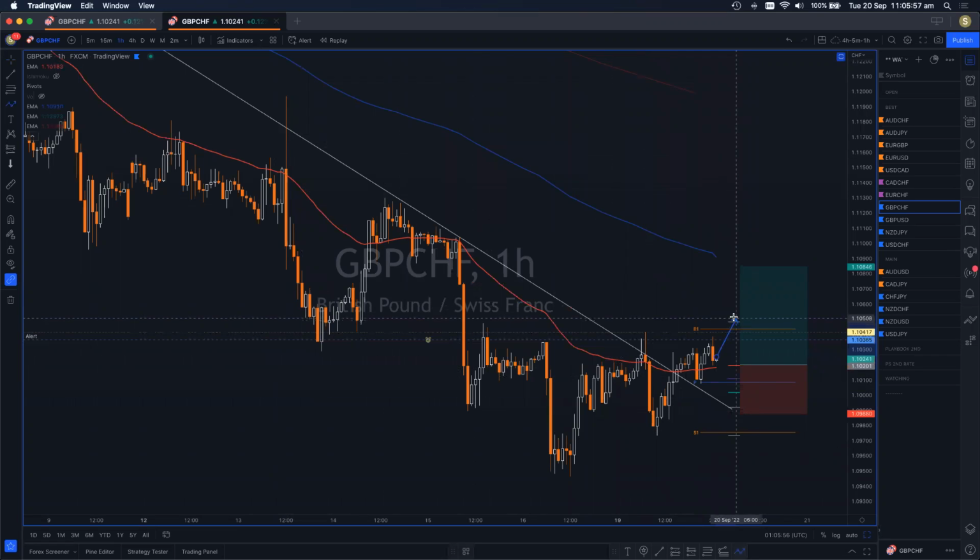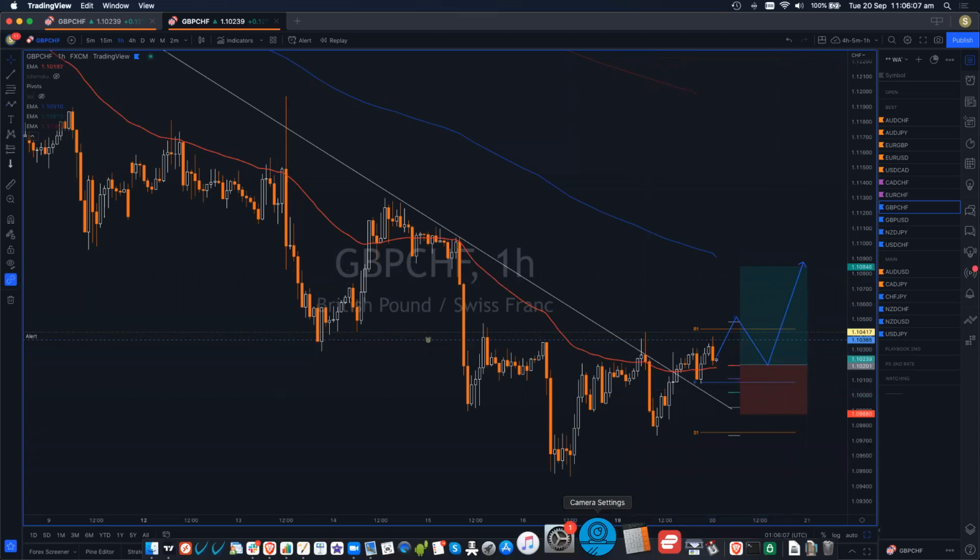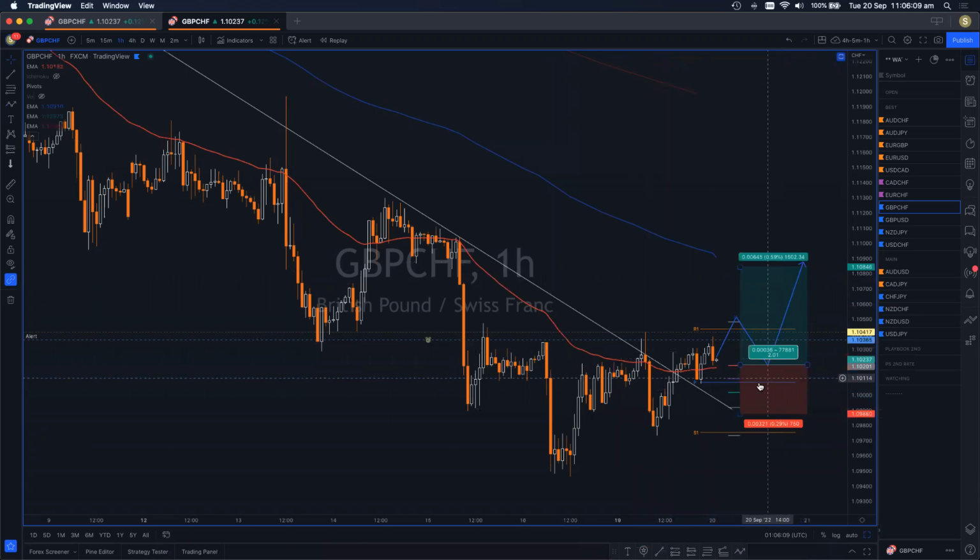And being pound Swiss, again, it's a sort of UK-US session kind of pair. So got a few hours, another 6-8 hours to play it, to set up before entry. So we'll see how that one plays out.